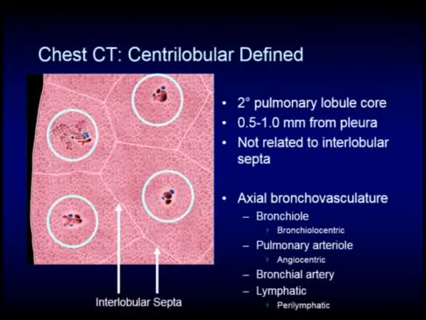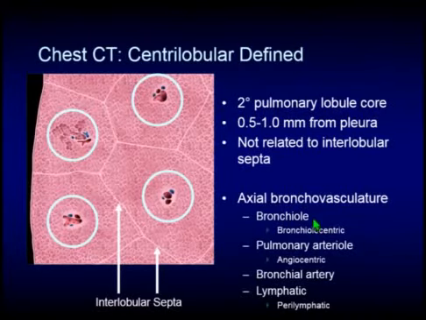Okay, so here we have the secondary pulmonary lobule, and when we call something centrolobular, we're talking about something within the center of that secondary pulmonary lobule. And often these things gravitate to or surround the core structure, which consists of an arterial, a bronchial, lymphatics, and a bronchial artery.